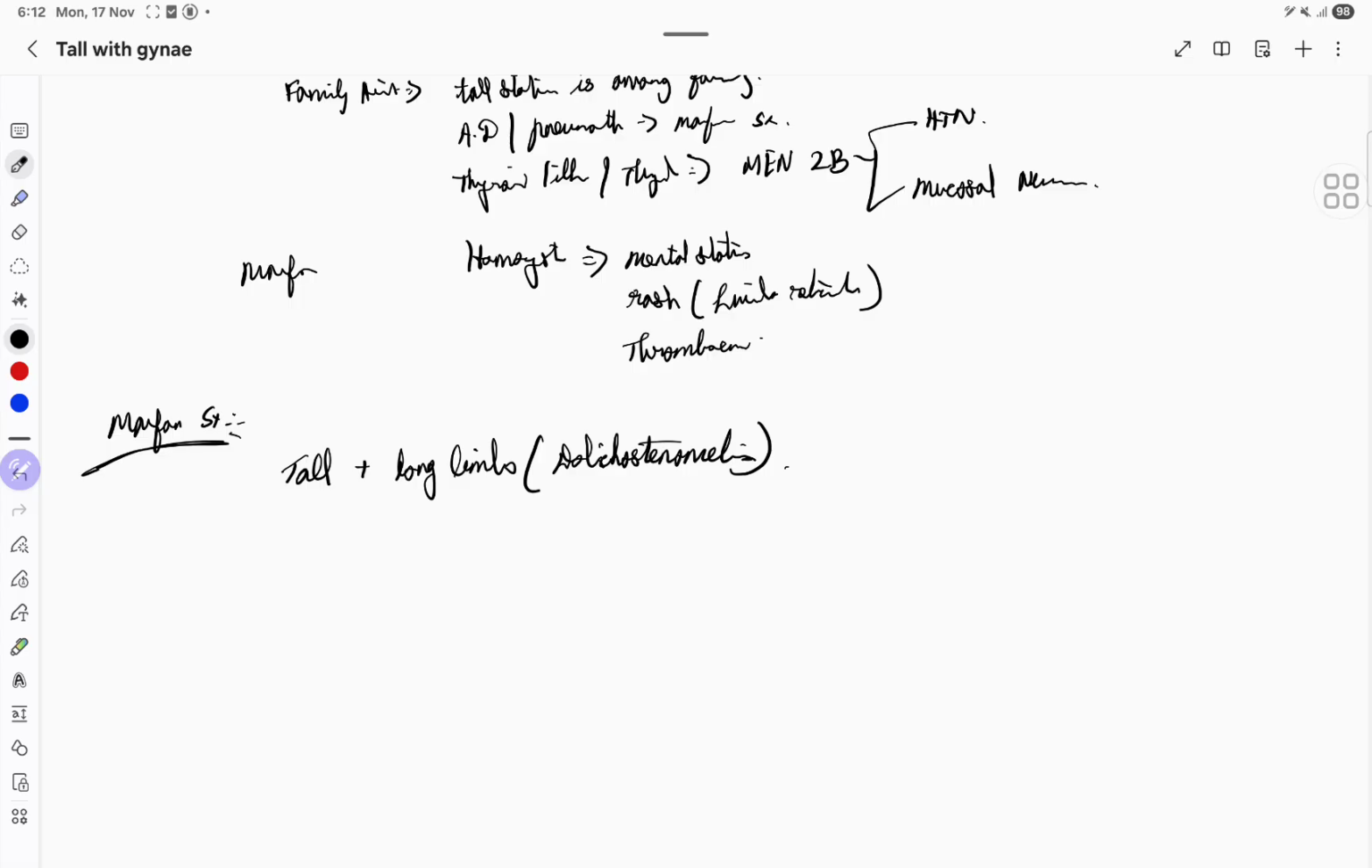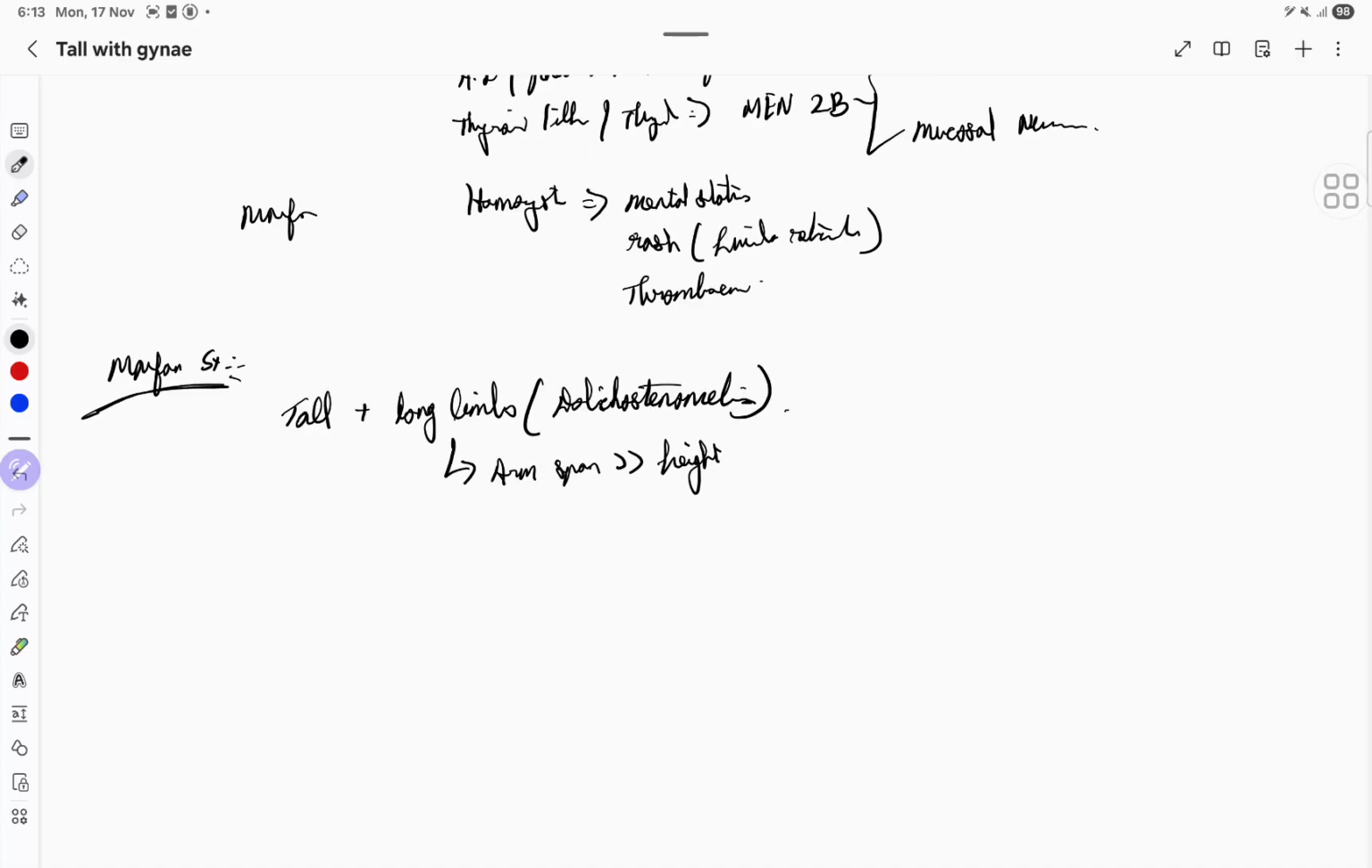How will you tell the patient has long limbs? Check the arm span, which will be more than the height. The ratio will be more than 0.5. Then we will say arm span is more than height. Then the pubis to sole length is more than the pubis to vertex length, where the upper body is lower than the lower body. So we will tell long limbs.